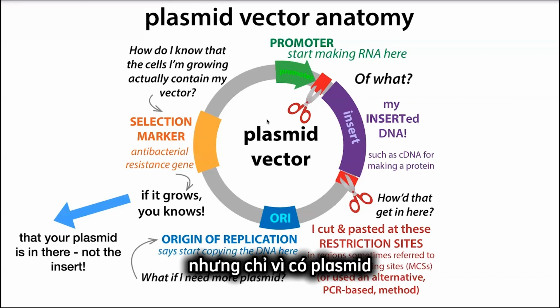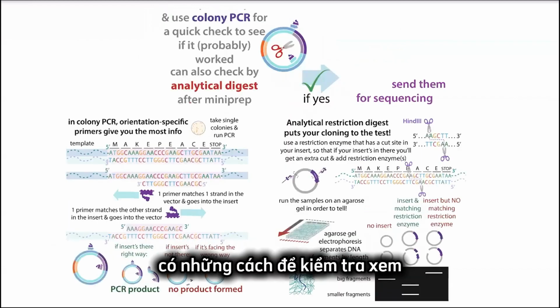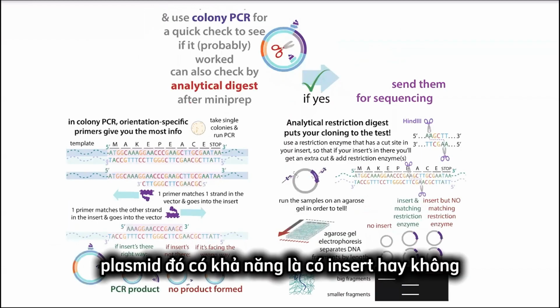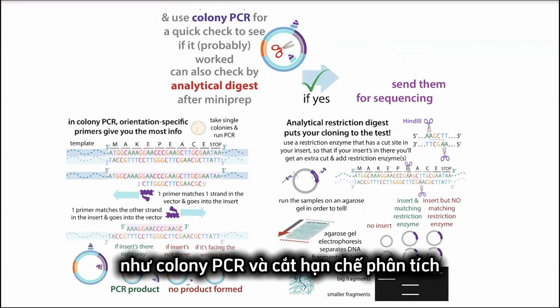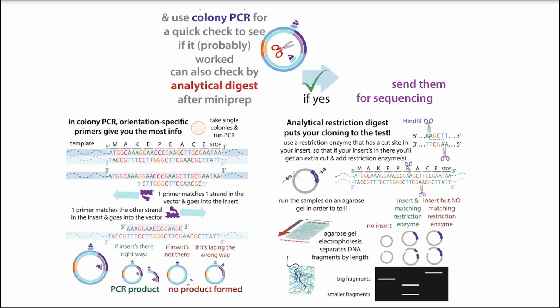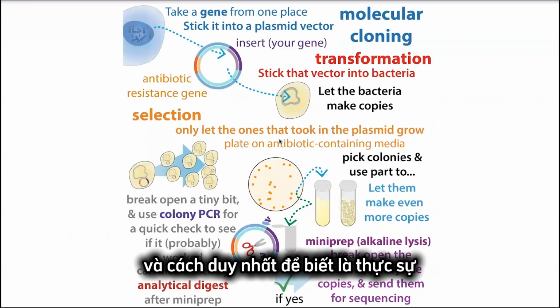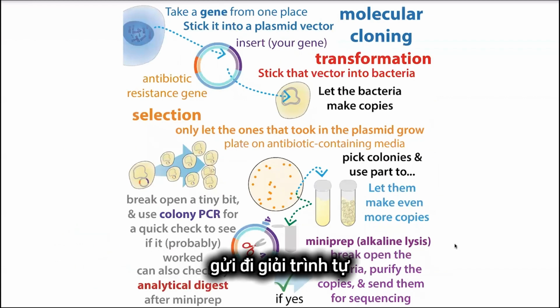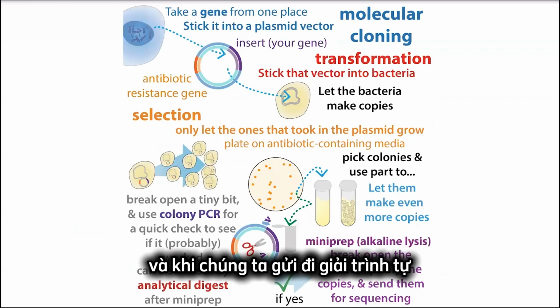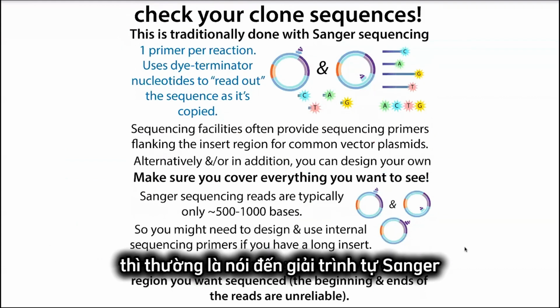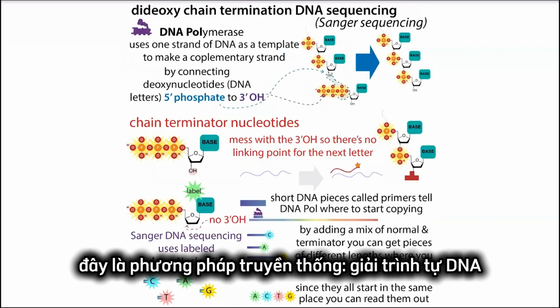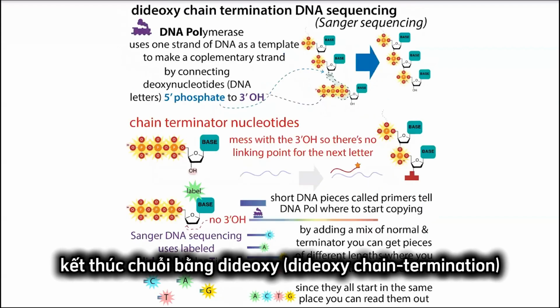But just because they have the plasmid doesn't mean they have the insert. There are ways that we can test whether this plasmid probably has the insert, things like colony PCR and analytical restriction digests. But even these methods can't tell you whether the sequence is correct. And the only way to know that is to actually send it for sequencing. And when we're sending it for sequencing, we're typically talking about Sanger sequencing, which is the traditional method of sequencing, this dideoxy chain termination DNA sequencing.